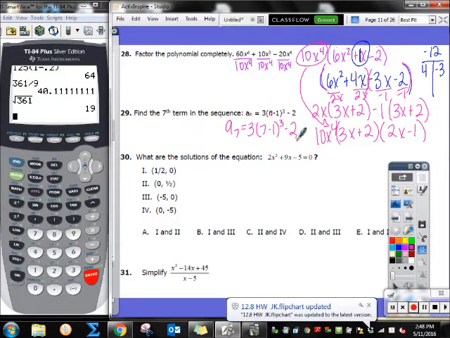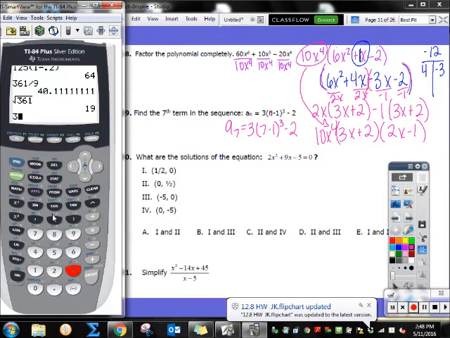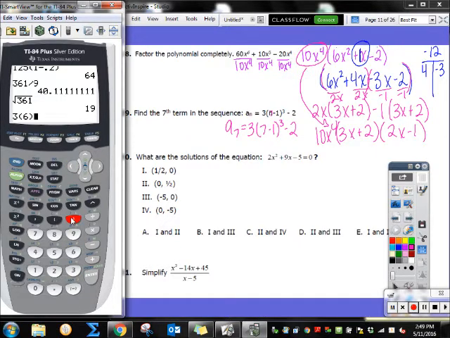I think I'll put this in my calculator. 3 parentheses, I know that's a 6 to the 3rd power, and then minus 2. And so the answer is 646.